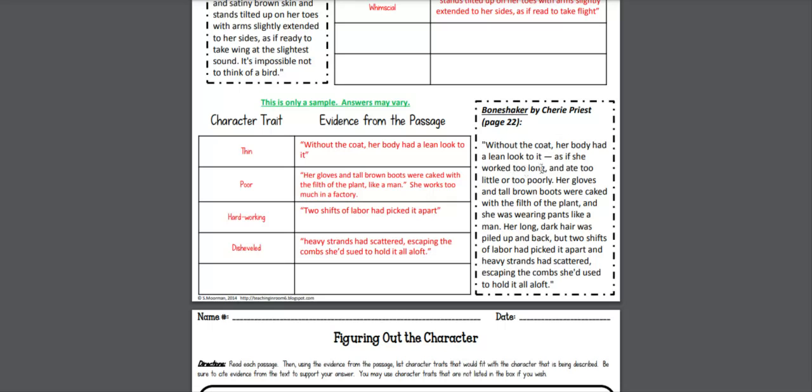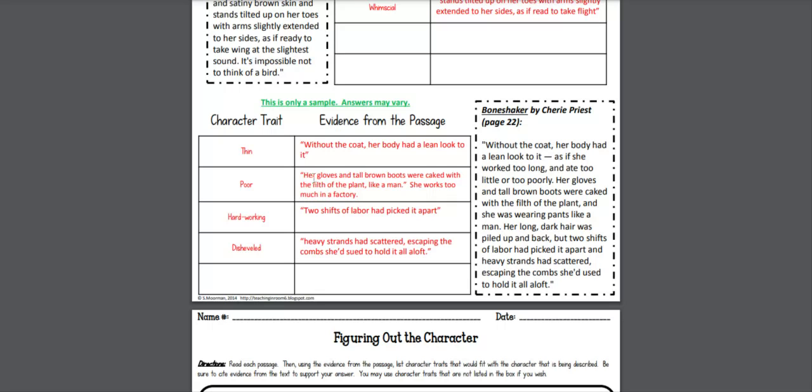Without the coat, her body had a lean look to it, as if she worked too long and ate too little or too poorly. Her gloves and tall brown boots were caked with the filth of the plant, and she was wearing pants like a man. Her long dark hair was piled up and back, but 2 shifts of labor had picked it apart, and heavy strands had scattered, escaping the combs she'd used to hold it aloft.